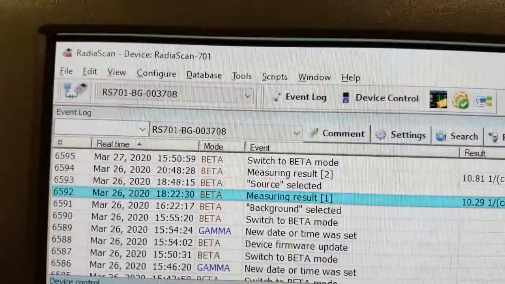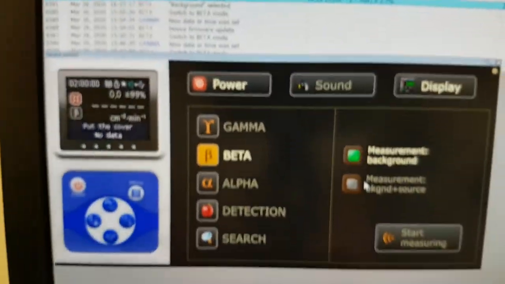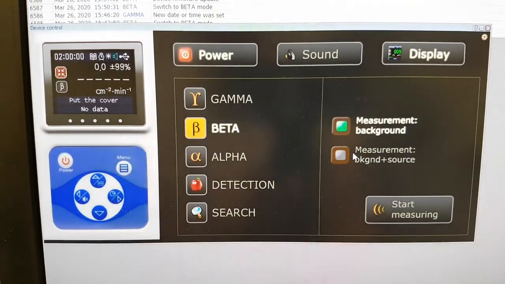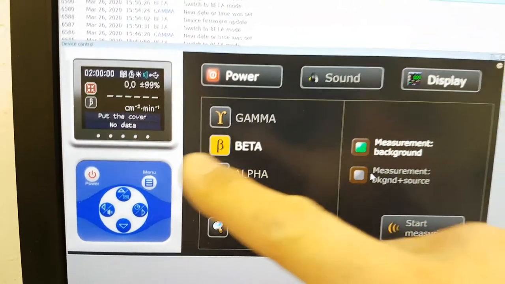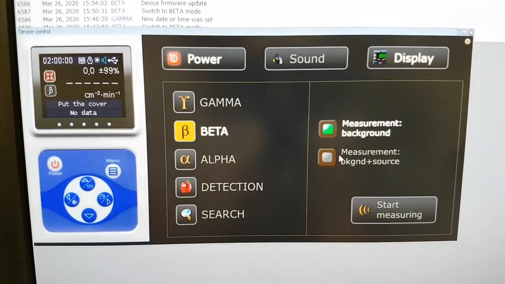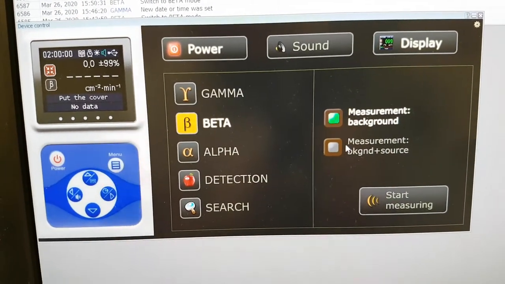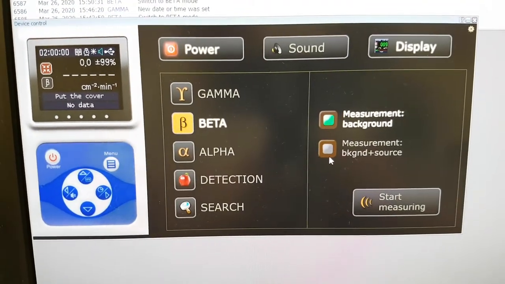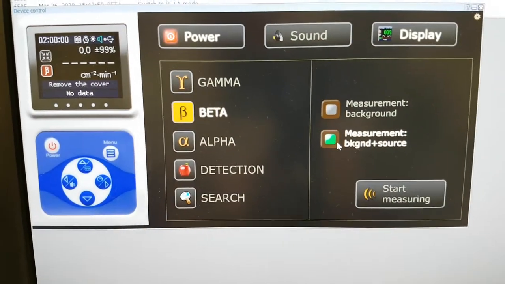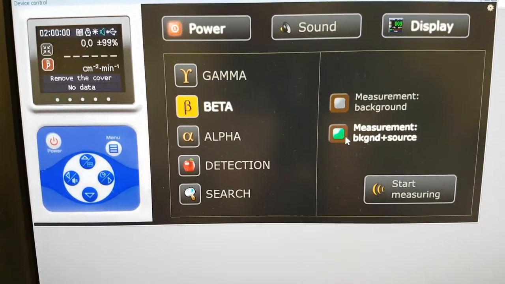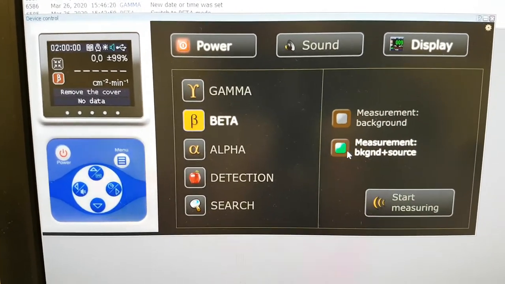So what we are looking at here is the computer interface for the Radioscan 701. Yesterday I showed you the beta background measurement, and also when it's got the cover on in this state, this is actually measuring gamma in the background as well. So this gives you your overall background. Then you switch this to measurement plus background, and you remove the cover from the GM pancake, and it measures this minus the background, or gives you some indication of that.